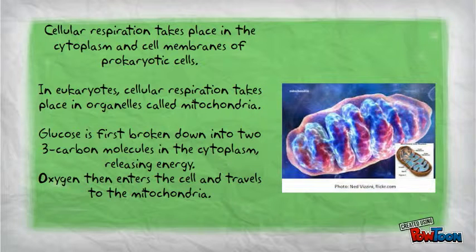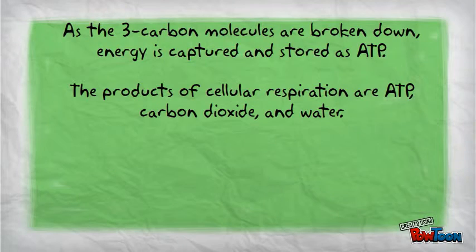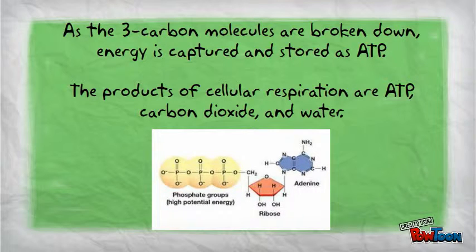Cell respiration takes place in the cytoplasm and cell membranes in prokaryotic cells. In eukaryotic cells, cell respiration takes place in the mitochondria. Glucose is first broken down into two 3-carbon molecules in the cytoplasm, releasing energy. Oxygen enters the cell and travels to the mitochondria. As the 3-carbon molecules are broken down, energy is captured and stored as ATP.